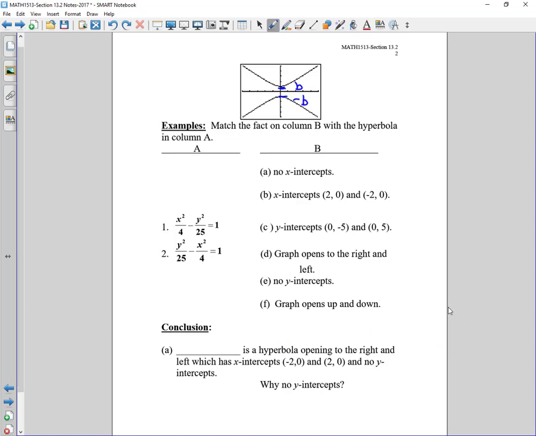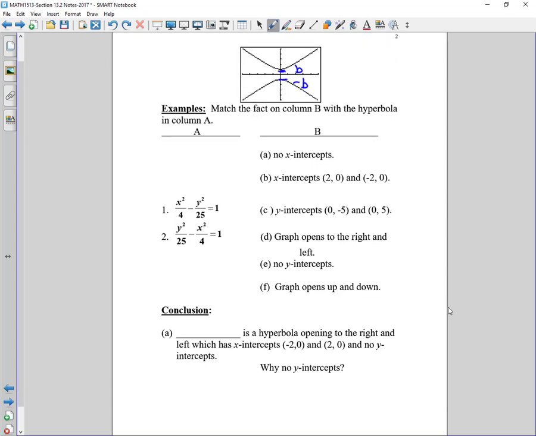Now, this is just a quick matching exercise so that you get acquainted with the equation. Notice you have very similar equations. X squared over 4 minus y squared over 25 equals 1. And you have y squared over 25 minus x squared over 4. So you see the negative. That's one of the first things we're going to look at. And you know that it's going to be a hyperbola, and it has two pieces.